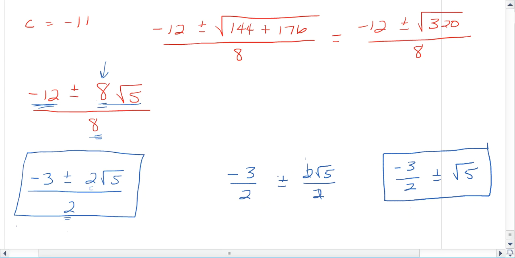I would accept either one, and if you were asked to find the decimal equivalent of that, you could punch either one of these into your calculator and find that. All right, that was our review of the quadratic formula.